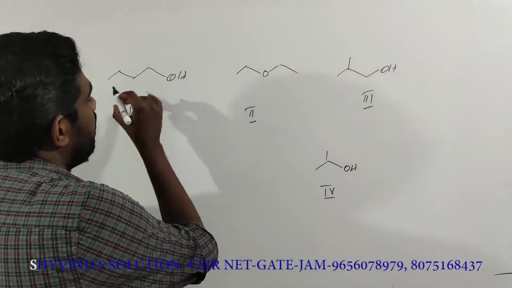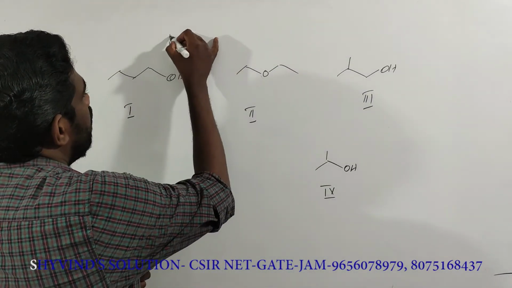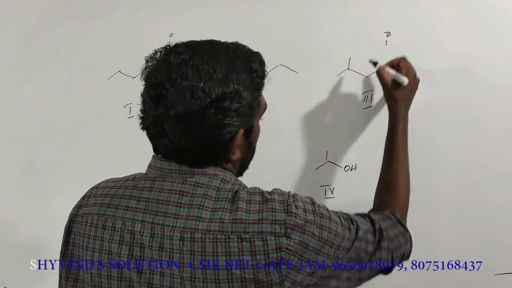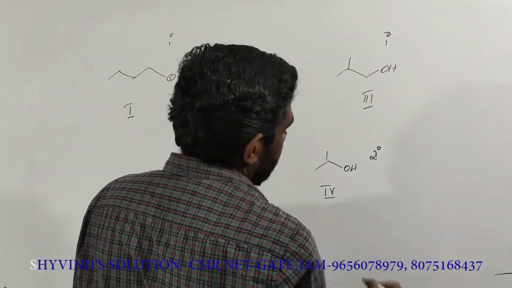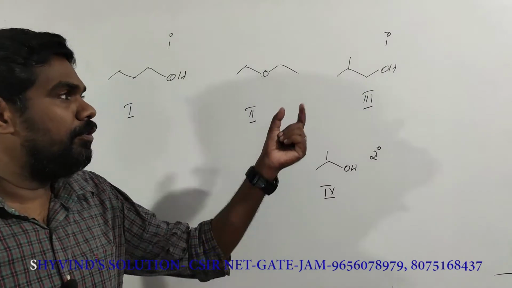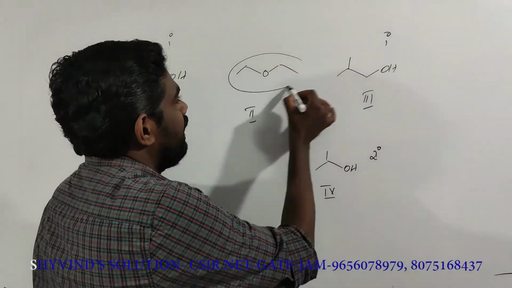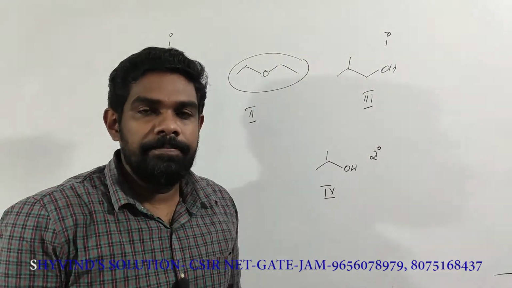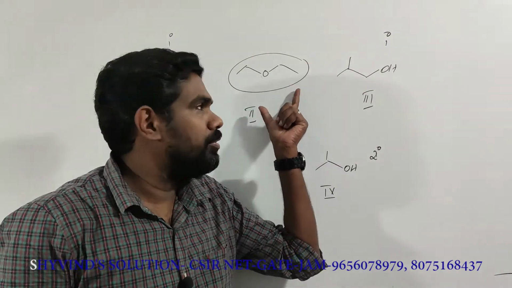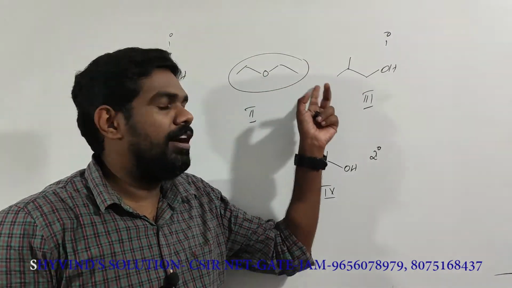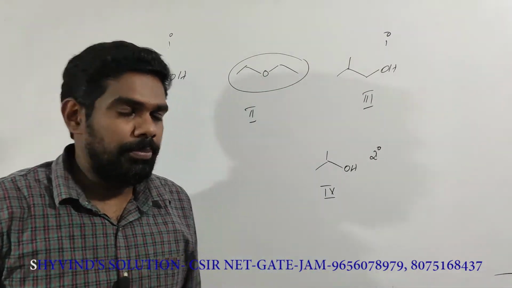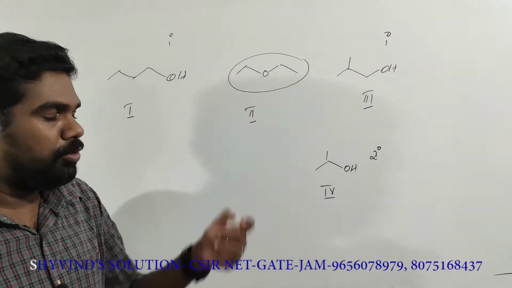You can see here, this is a primary alcohol, this is primary and this is also primary. This is secondary. The hydrogen bonding ability will be higher for primary. This is an ether, so it can't form hydrogen bonding. So definitely it will have a very low boiling point. There is no hydrogen bonding between these molecules.